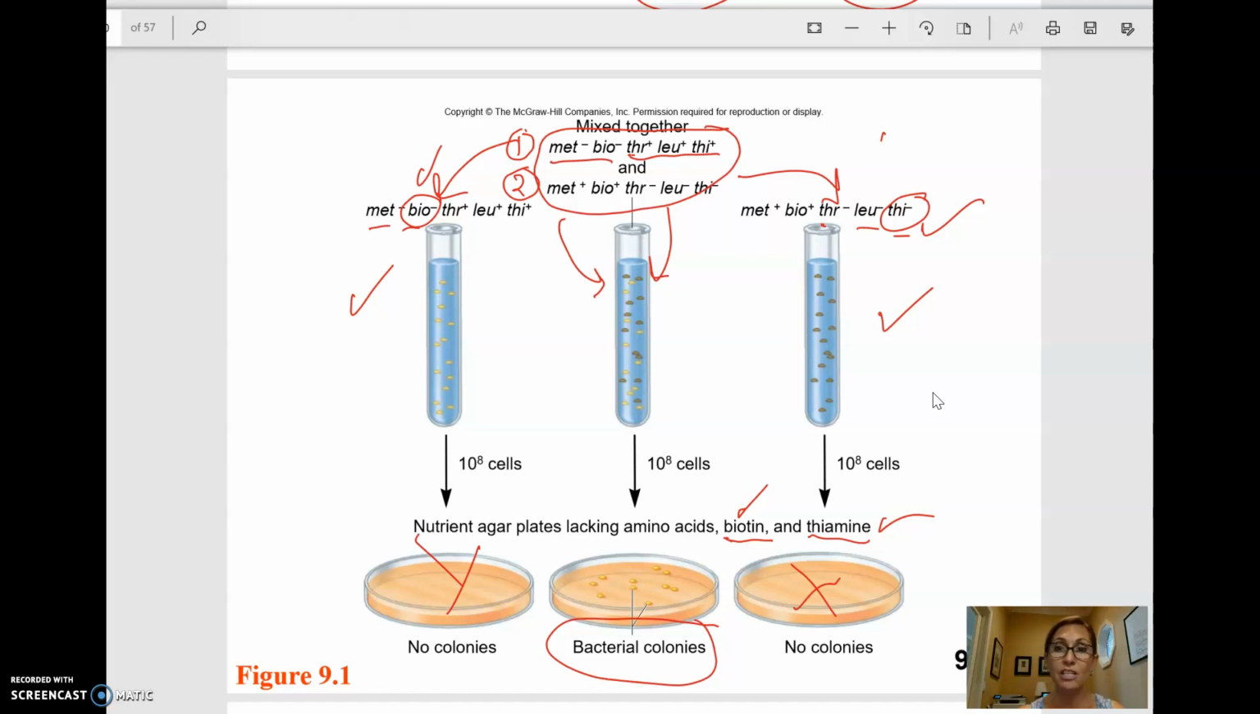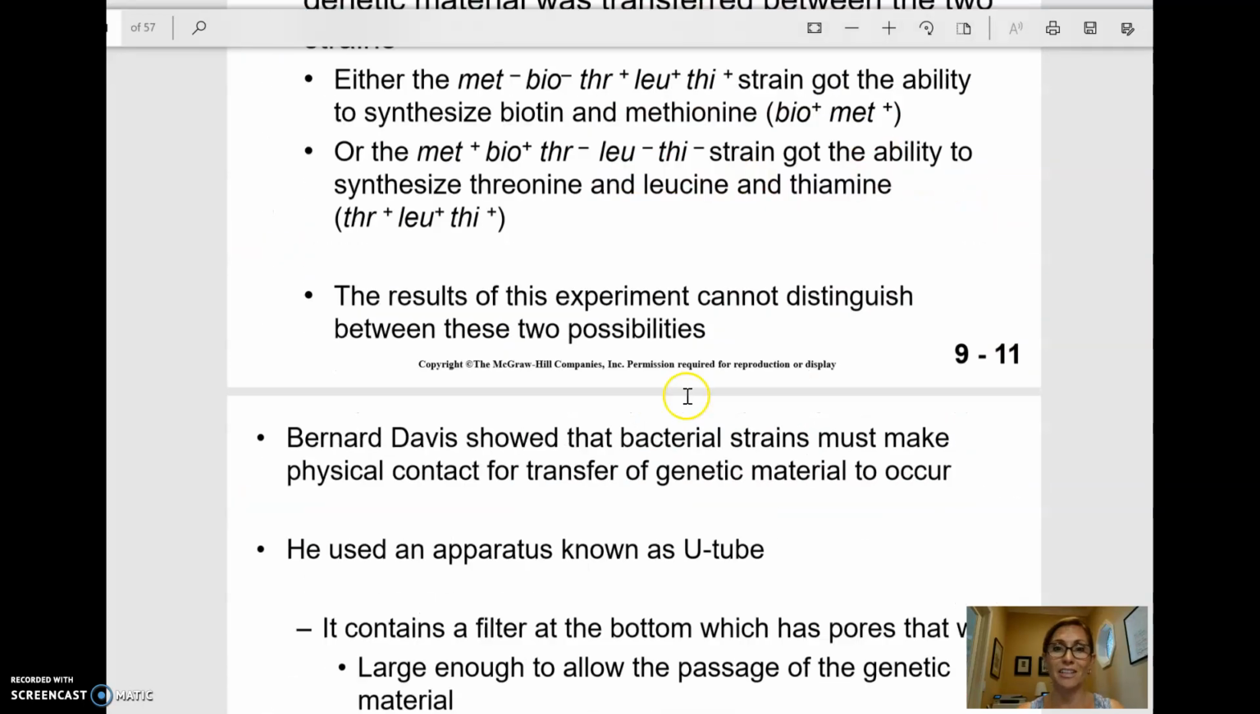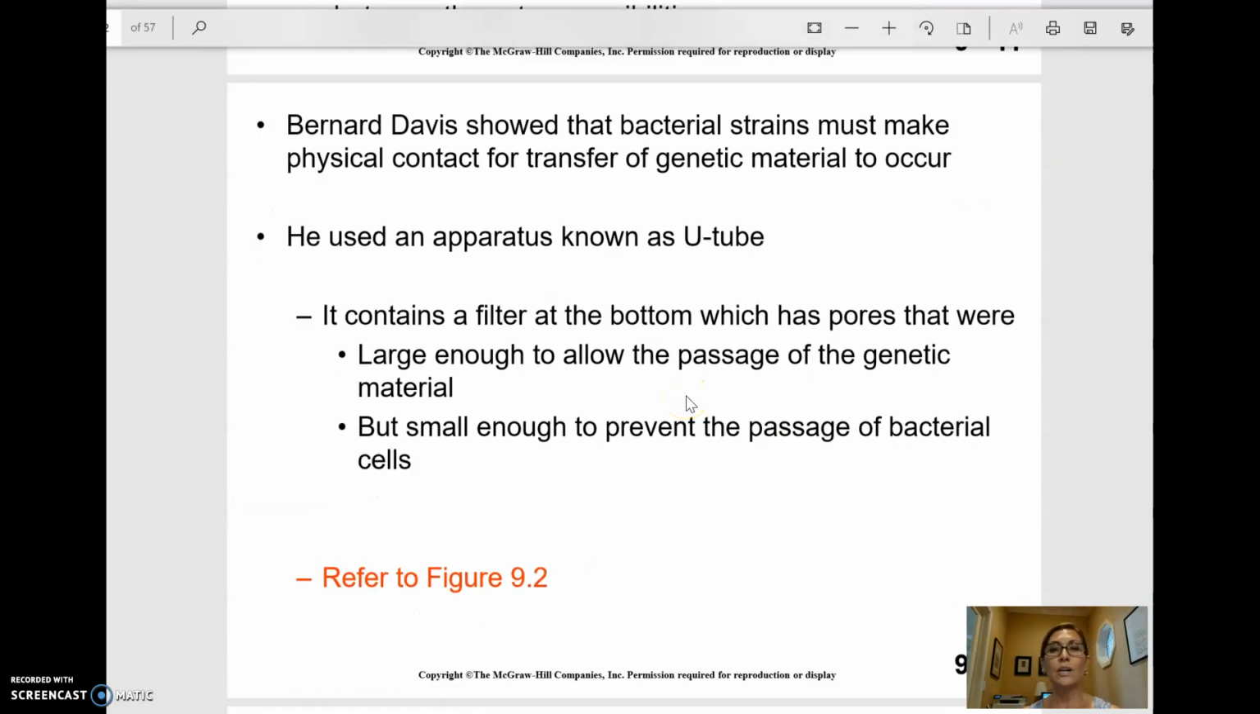But then you put these two gangs together, gang number 1 and gang number 2, or species number 1 and species number 2, and now the resulting species can handle anything, right? That's a little bit interesting. Actually, it's a lot interesting. So, a new experimenter came on the scene. His name was Bernard Davis.